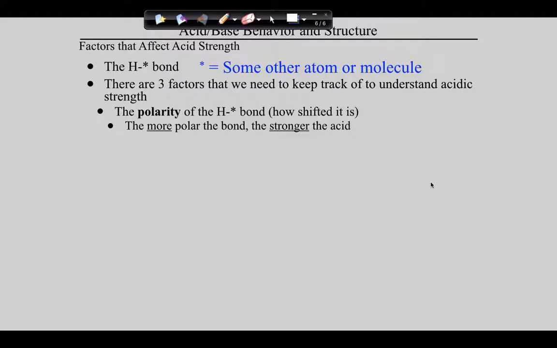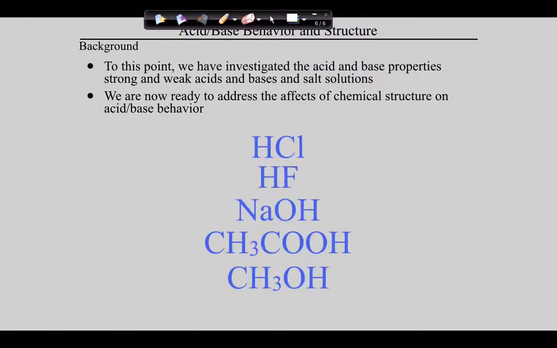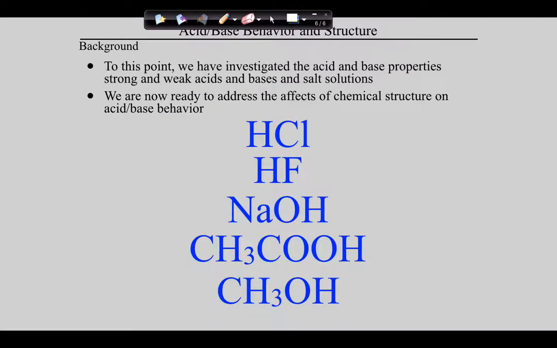No, this is the hydrogen bonded to something else. So let's go back here just really quick. What do all acids have in common? Well, they all contain hydrogen. So this is the H-star bond. It's H bonded to something else.